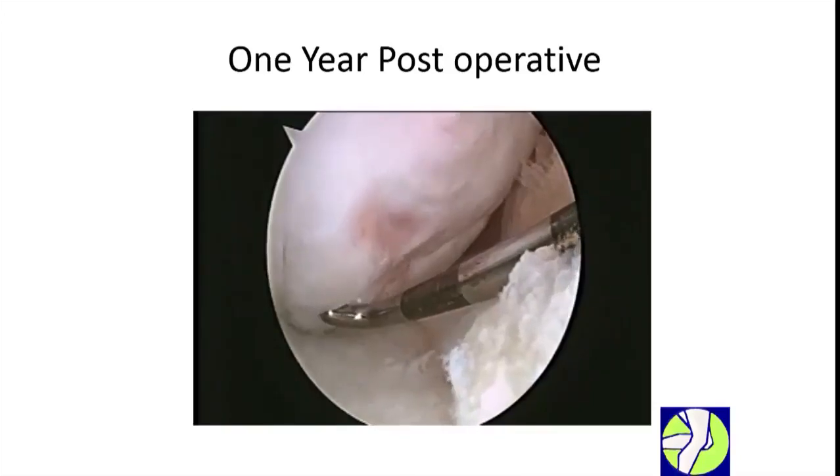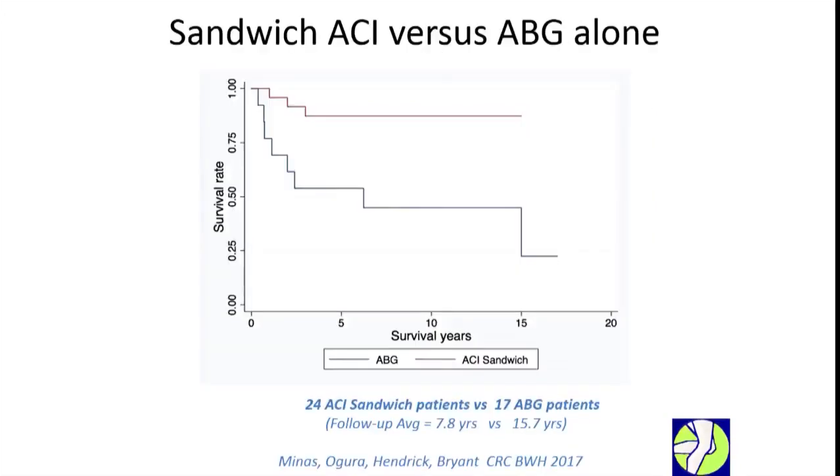So the sandwich technique, when we look at comparing bone grafting alone to the sandwich technique as time goes on, you can see the failure rate with bone grafting alone and the benefit of adding cells. So we had a dramatic improvement with this cellular technique, even in salvaging allografts with large osteochondral defects. Thank you.